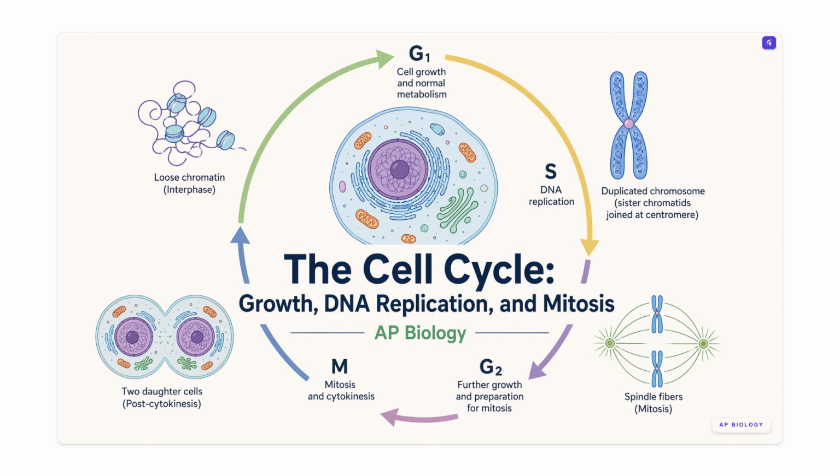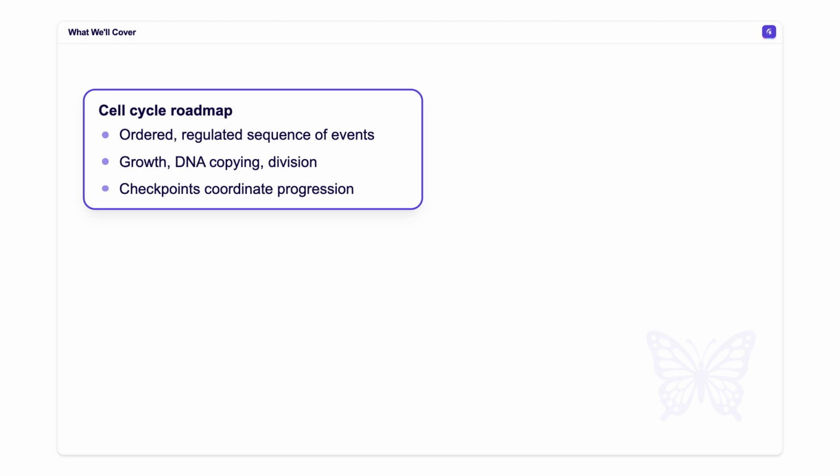Welcome to AP Biology. In this lecture, we are starting the cell cycle, how eukaryotic cells grow, copy their DNA, and divide through mitosis while keeping genetic information organized. This topic matters because every multicellular organism depends on accurate cell division for growth, repair, and reproduction. Next, we'll map out the big path we'll follow through the cell cycle. This roadmap shows the path we are about to follow.